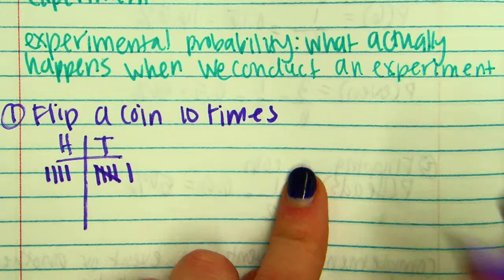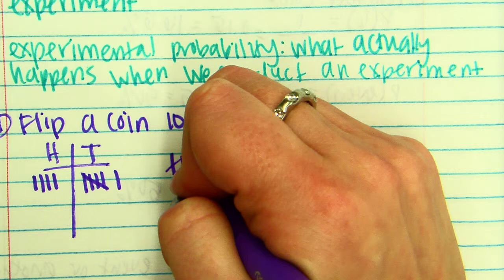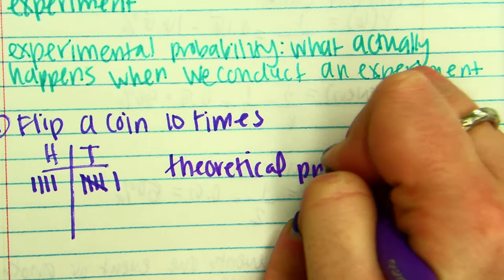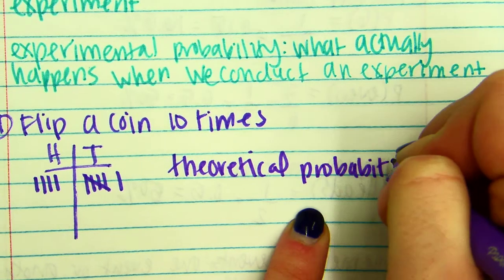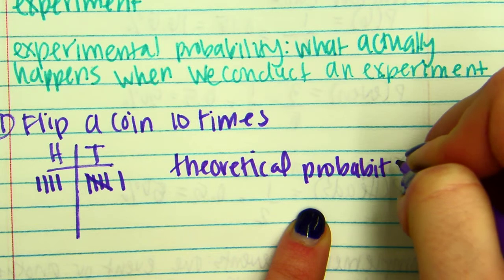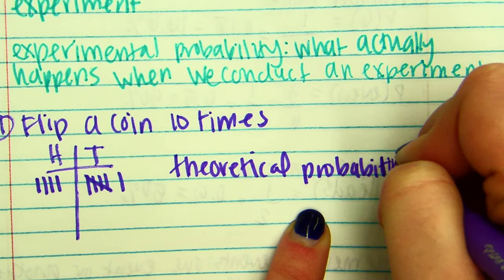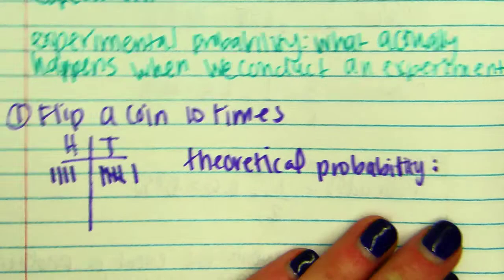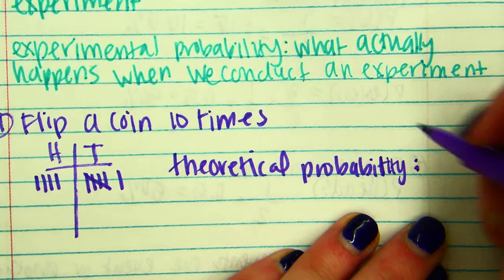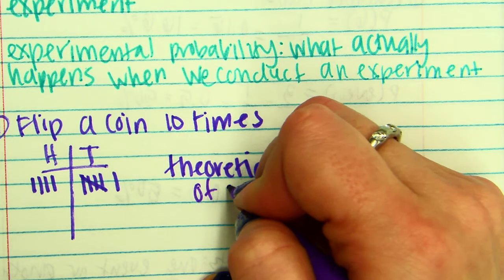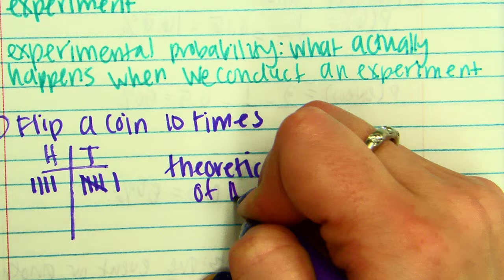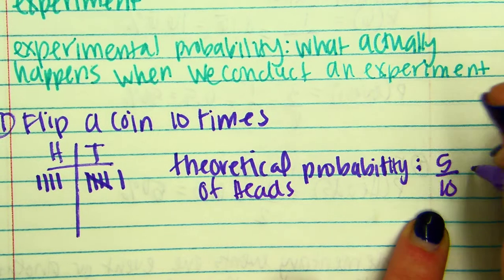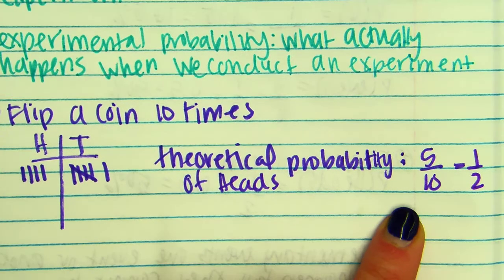So the theoretical probability for this is what should have happened. The theoretical probability is what should have happened. I should have gotten heads. So the theoretical probability of getting heads should have been 5 out of 10, which simplifies to 1/2, or 50%.